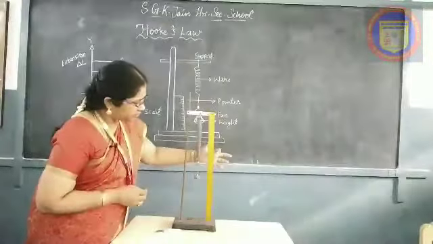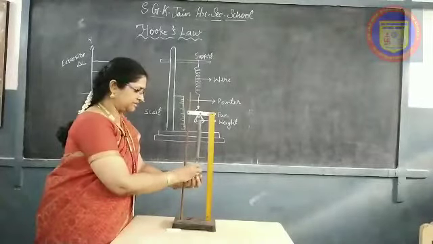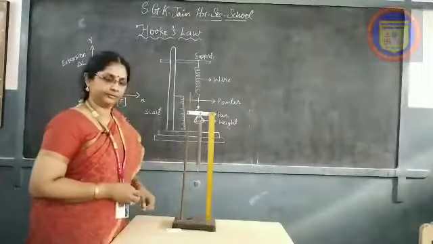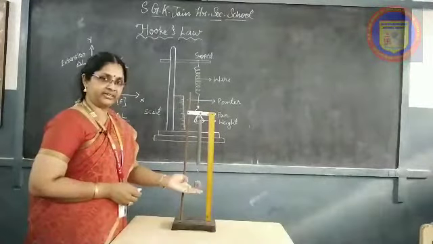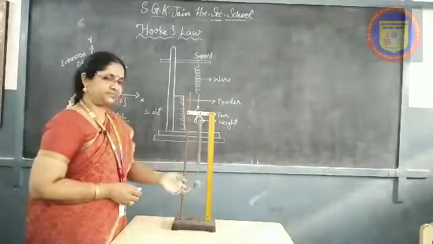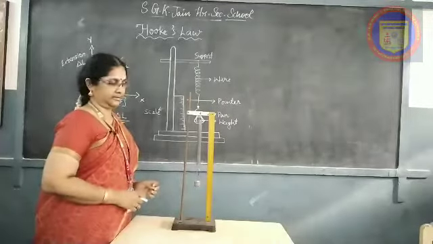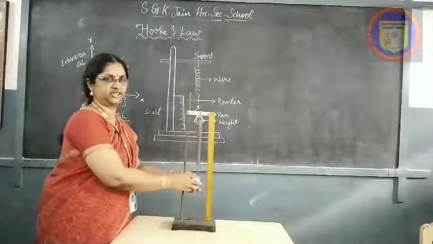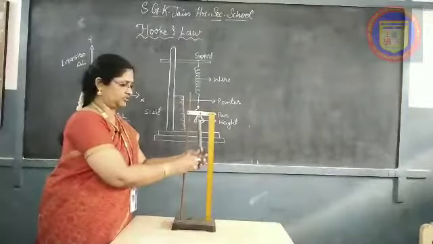Now the pointer shown over here is at 20, right? Now I am going to add one more weight. Now the pointer shows around 24. This proves that as I add more weight, the spring expands. From this we can say that the stress is directly proportional to the strain. The stress is the load we are adding, and accordingly the strain is the change in length. So this is the experimental verification of Hooke's law.